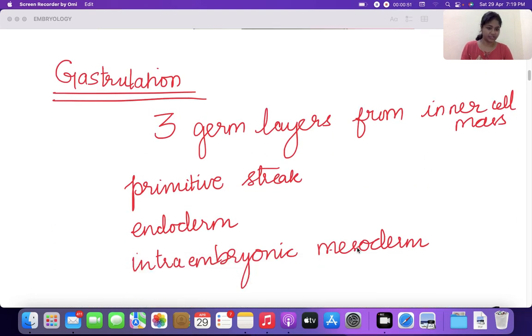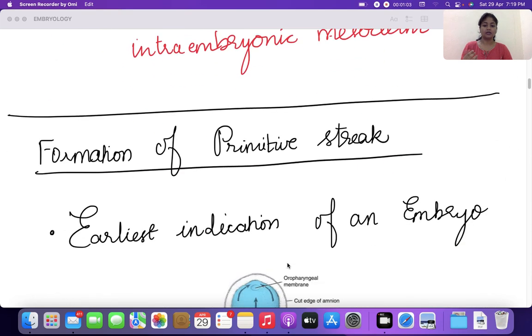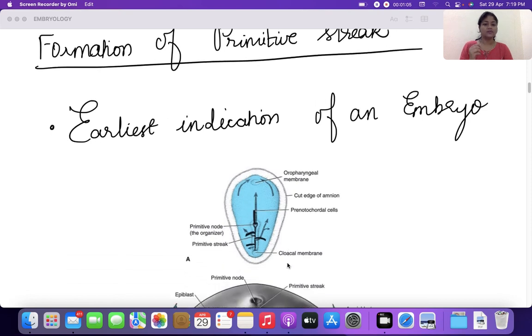What is gastrulation? Formation of three germ cell layers from the inner cell mass is called gastrulation. What are the three layers? Ectoderm, endoderm, and mesoderm. How is this primitive streak formed? Remember the formation of the procaudal plate in week 2.